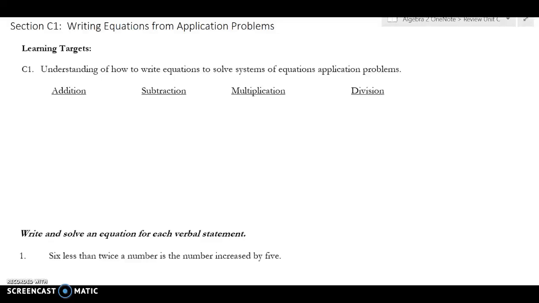All right, what we're working with today is being able to write equations from application problems. This is really going to be helpful when we start getting into systems of equations, but for right now, we're just going to do basic equations. So there's some things that we need to know.